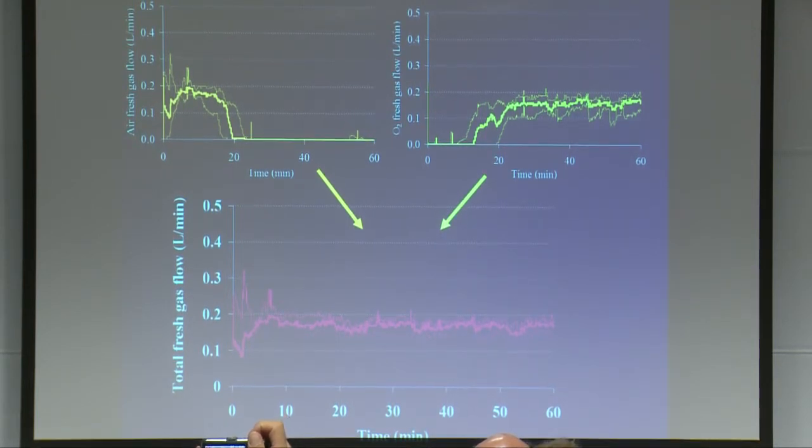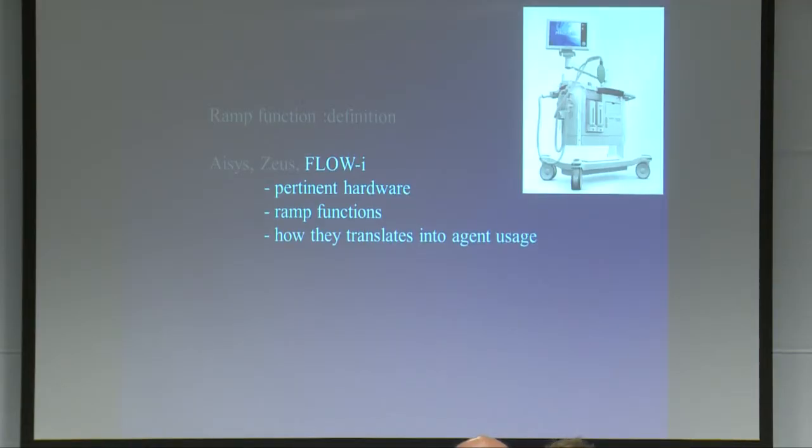If you add up those two, you get the total fresh gas flow. And this actually gives you the average oxygen uptake of a patient under anesthesia, and that is 180 milliliters per minute. We have a new addition to the automated low-flow anesthesia family. It's the Flow-i.